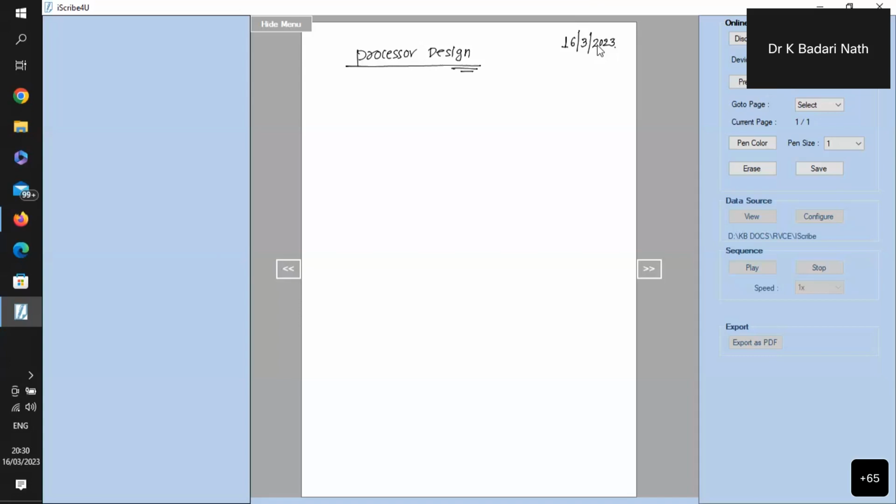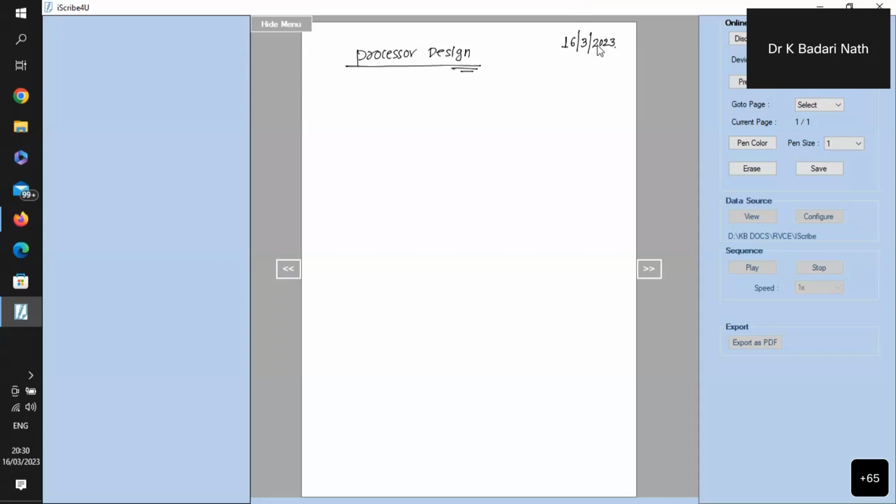Now, given any machine language instructions, we should be able to understand how those instructions are executed inside the processor, given the processor hardware details. How do the processor companies design the inside of the processor so that they are able to execute the different instructions supported by the given processor?